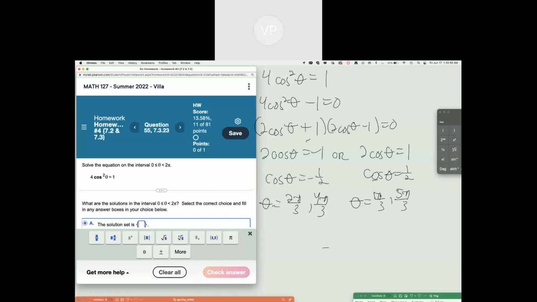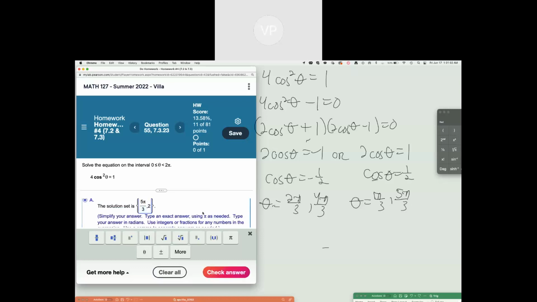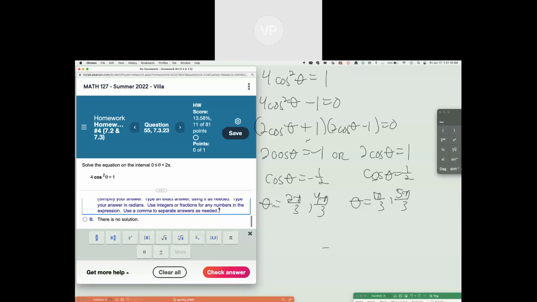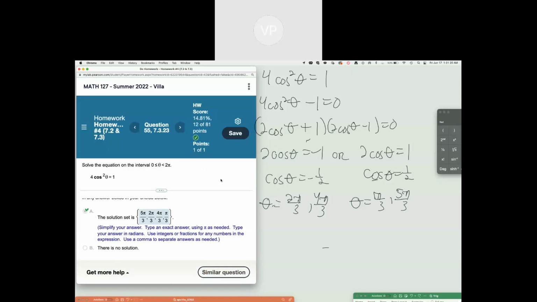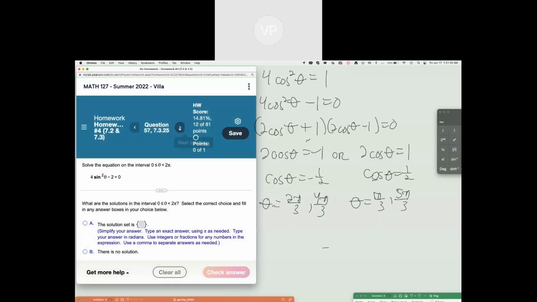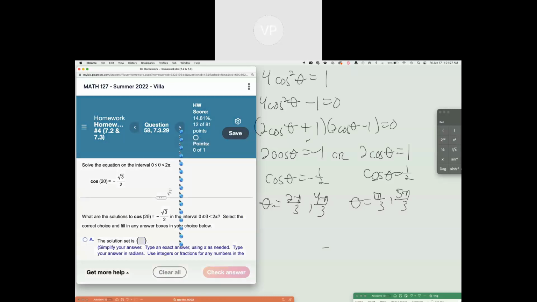Now notice, I don't have to put these in numerical order, like pi over 3, 2 pi over 3, 4 pi over 3, 5 pi over 3. I can put any order I want, quite honestly. I'm just sort of picking a random order here. Main thing, as long as you get it right. So there's my 4 answers. A set does not have to be in order. I hope they didn't mark me wrong. They didn't, so we're good. And there's our solution on number 55.